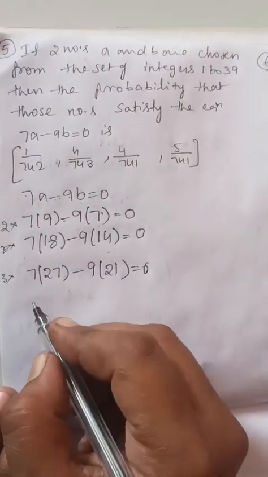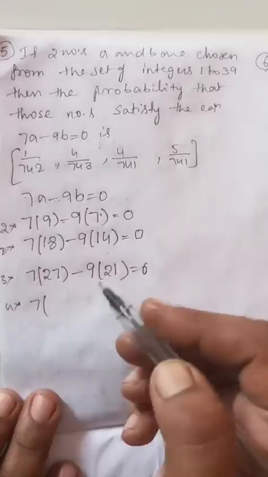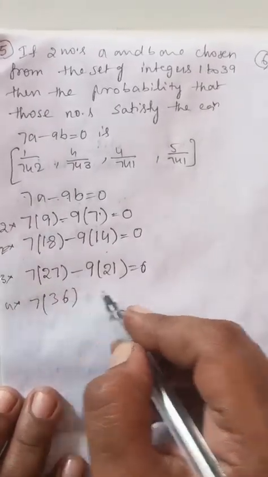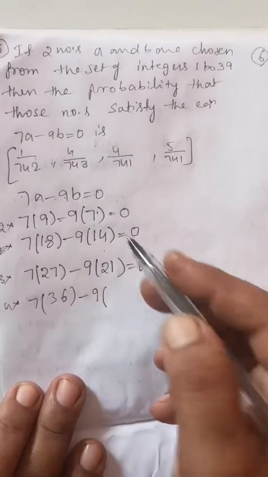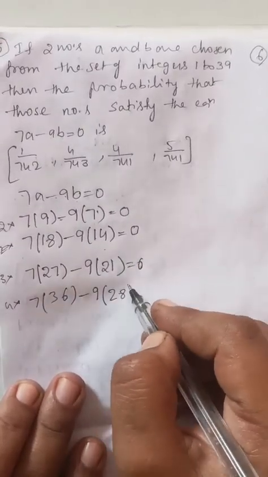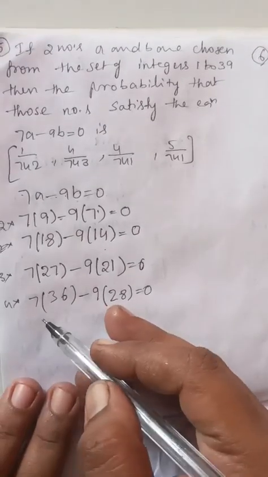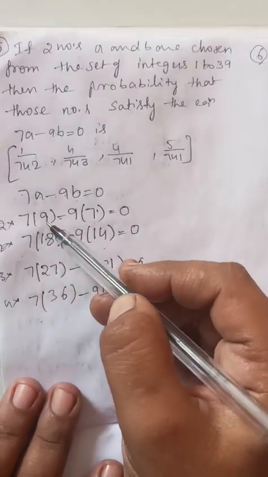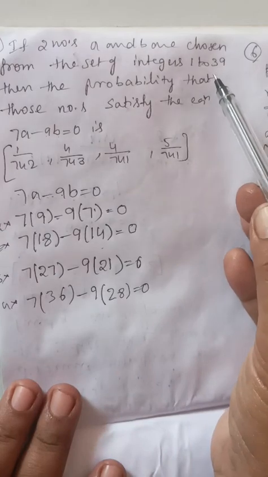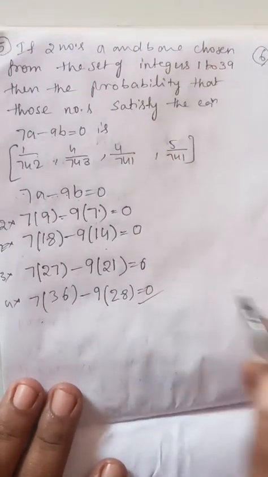We can also multiply with 4: 9 fours are 36 and 7 fours are 28, 7 into 36 minus 9 into 28 equal to 0. We can't take multiplication with 5, because we will get 45, but it is not there in our list. It is up to 39 only. So this is the end.